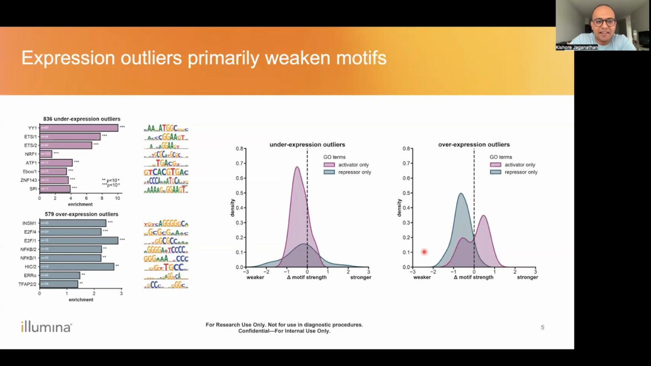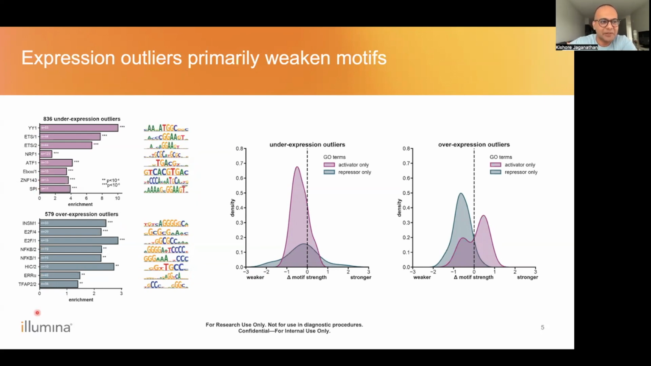So we did a whole bunch of analysis on what kind of motifs these outliers overlap. We took all of these gene expression outliers, annotated all of the motifs they overlap, compared it with random promoter variants, and looked at which motifs are significantly enriched in outliers compared to background. And we do notice the usual suspects pop up, which is very reassuring: YY1, ETS, the E-box, E2F, TFAP, and all of those ones.